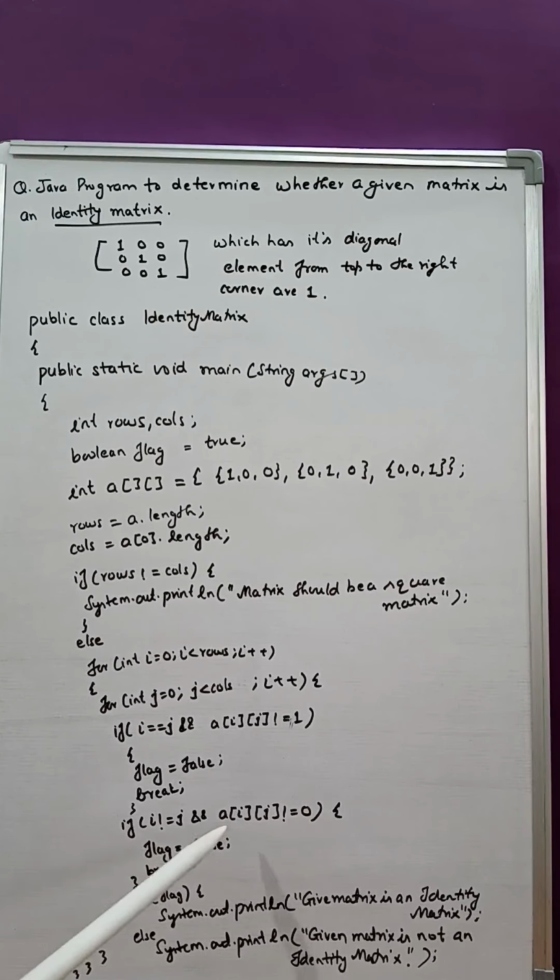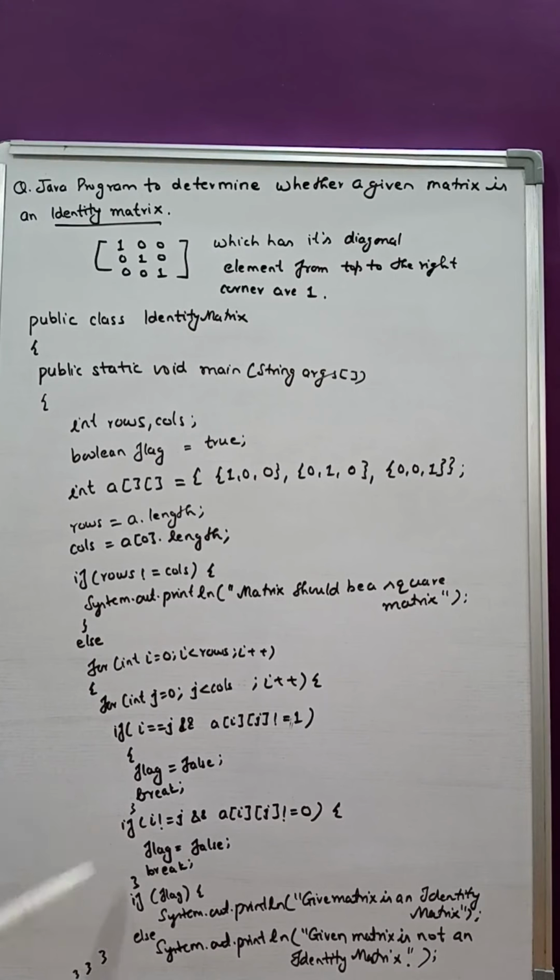If both conditions are true, that i is not equal to j, so it is not a diagonal element, and if it is not a diagonal element, it should be equal to 0. And if a of ij, that means the element over there, is not equal to 0, that means the condition is again wrong for the identity matrix. We have to check two conditions: whether the diagonal elements are 1 or not, and whether the non-diagonal elements are equal to 0 or not. So for diagonal elements we have this first condition, and for the non-diagonal elements we have this condition.